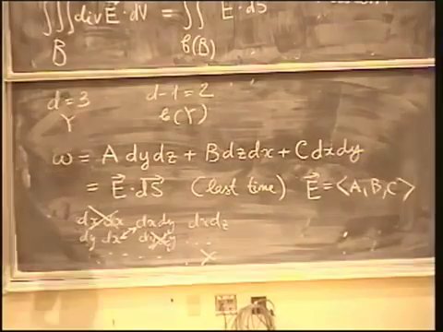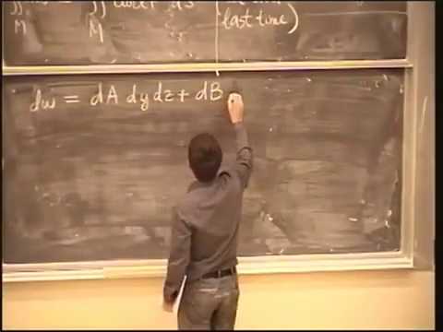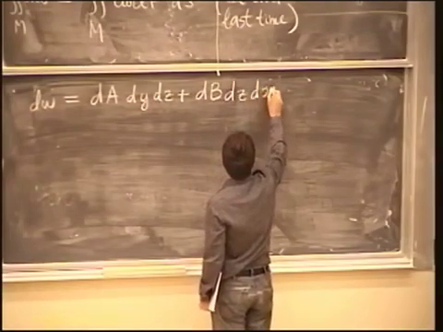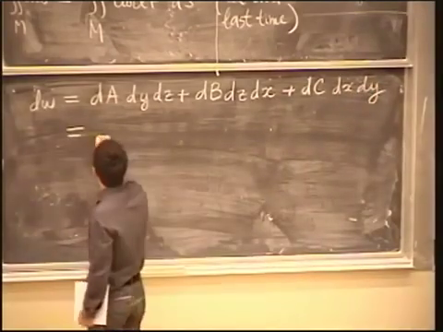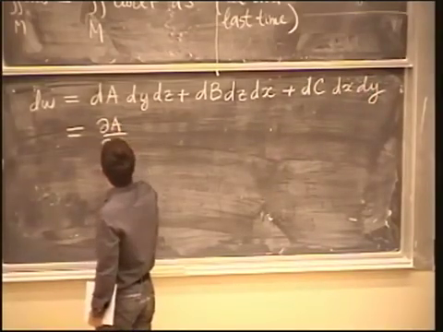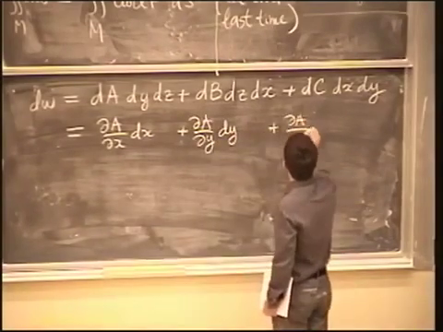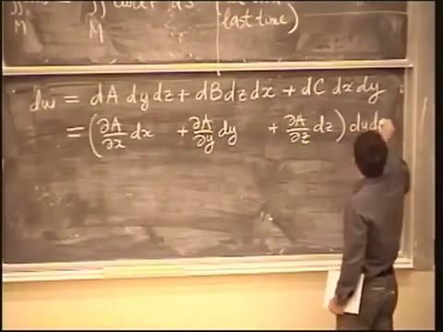What is the omega? It's going to be dA, dy dz, plus dB, dz dx, plus dC, dx dy. Okay, good. So what is dA? dA is the derivative with respect to x dx plus derivative with respect to y dy plus derivative with respect to z dz. And then I put brackets, and don't forget those guys, dy dz.